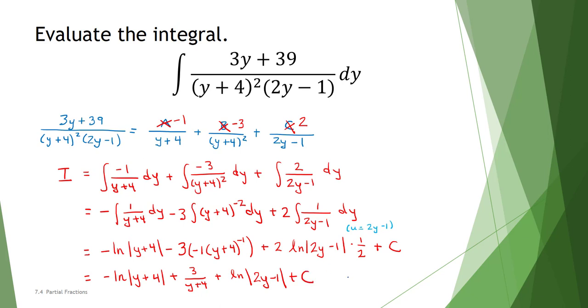This answer is completely acceptable. I do want to remind you about this rule of logs, that if I have one natural log minus a second natural log, we can combine them into a single natural log by dividing. So that we have the natural log of (2y - 1) divided by (y + 4), plus 3 over y + 4, plus C. Either of these last two lines would be an acceptable answer in my book, but I did want to remind you about this natural log rule.